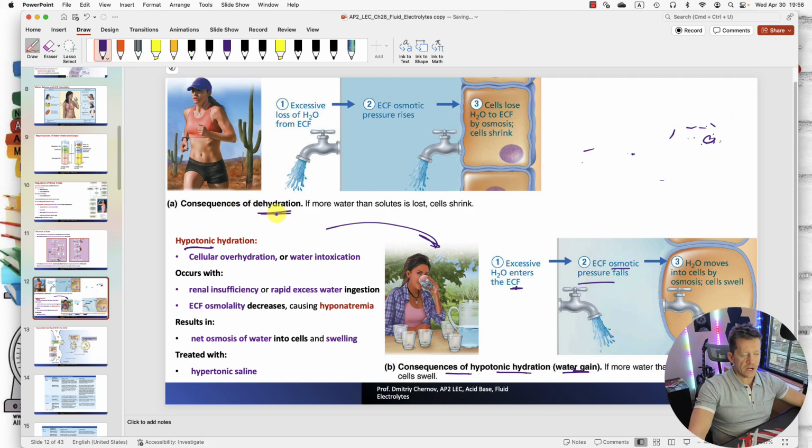This is dehydration. So excessive water loss, and in extracellular space, osmotic pressure rises because you lose water here. So now you have a high concentration of solutes, and the cell loses water to extracellular fluid by osmosis. So the cell will shrink. Just because you're losing water from here, the water from the cell will leave towards the high concentration gradient of the solutes sitting within the extracellular compartment.